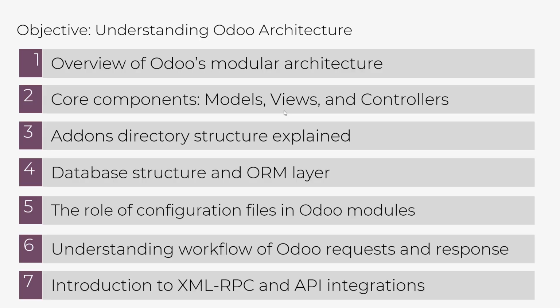In today's video, we will be continuing with our series, How to Customize Odoo version 18 in Windows using VS Code. The topic for today is Understanding Odoo Architecture, which is part 2 of the series. The below are the subtopics we'll be covering: Overview of Odoo's modular architecture, Core Components, Models, Views and Controllers, Addons Directory Structure Explained. We're also going to go through the database structure and the ORM layer, the role of configuration files in Odoo modules, understanding workflow of Odoo request and response, and introduction to the XML-RPC and API integrations.